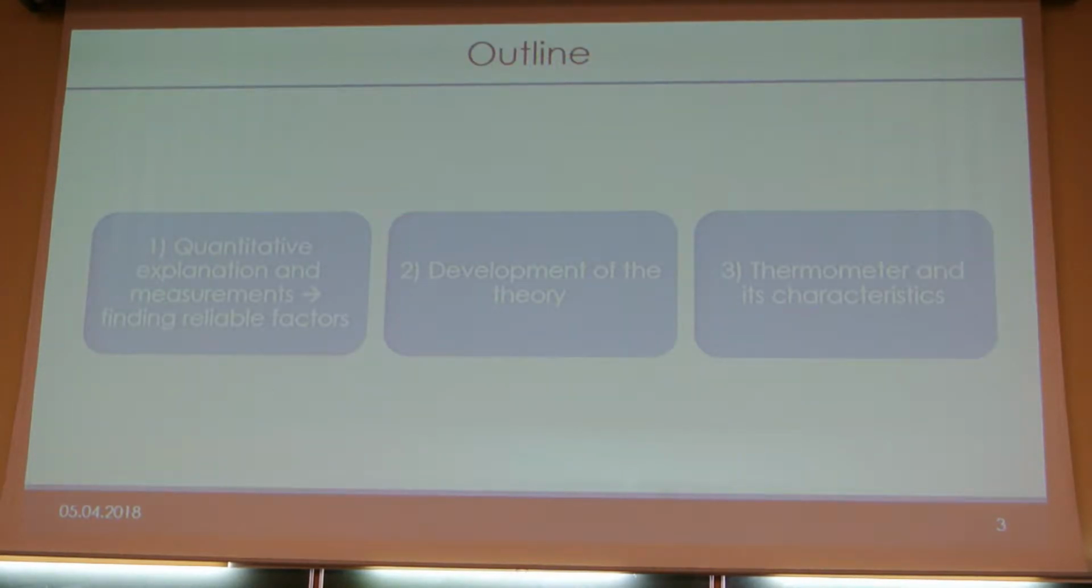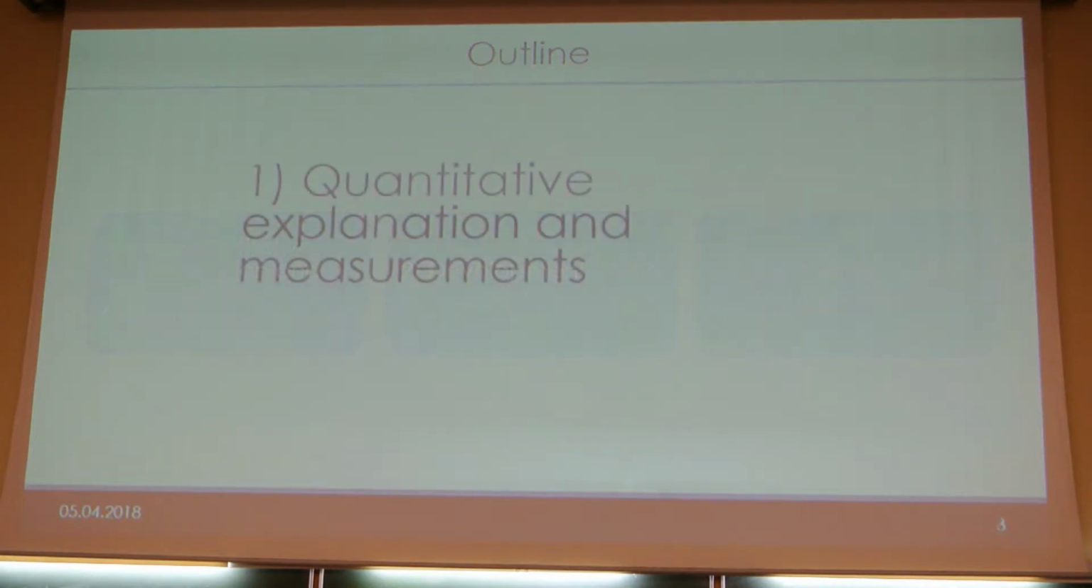First of all, we have to make quantitative explanation and measurements, finding reliable factors. So these are reliable factors that we need to use later for our thermometer. The second thing is to develop a theory, and the third thing is then finally to make our device and give the accuracy and precision.